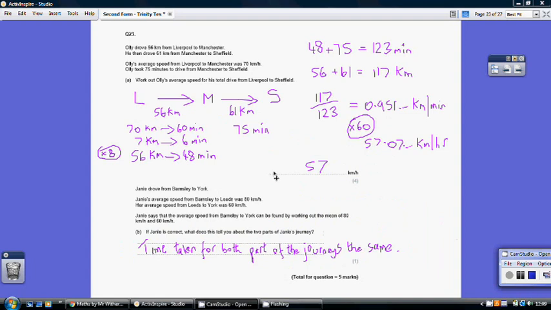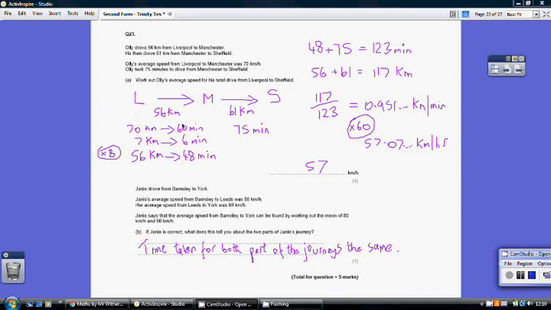Question 23. So let's set out a diagram to gather all the information. We're going from Liverpool to Manchester to Sheffield, and we're told it's 56 kilometres from Liverpool to Manchester, and then 61 kilometres from Manchester to Sheffield. And then we're also told Ollie's average speed from Liverpool to Manchester was 70 kilometres per hour.